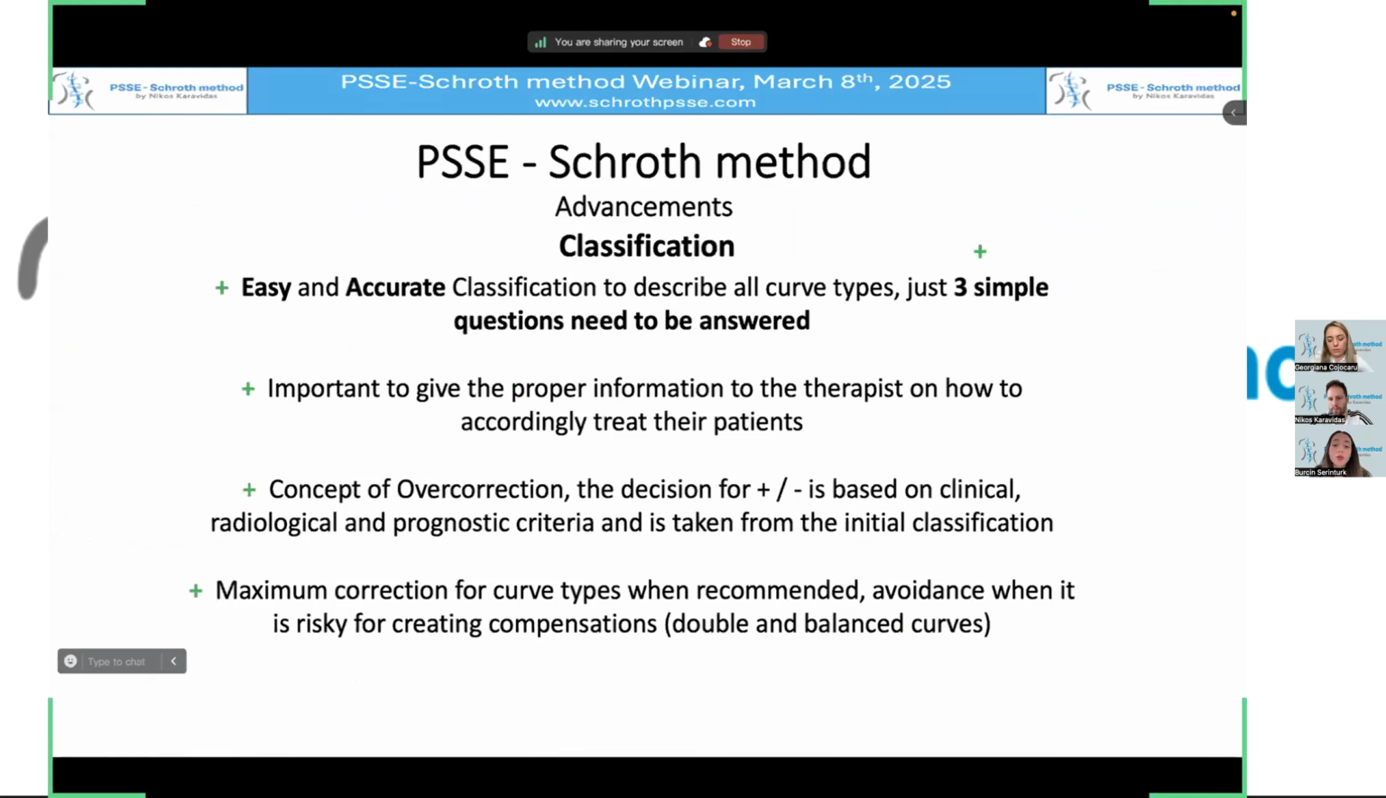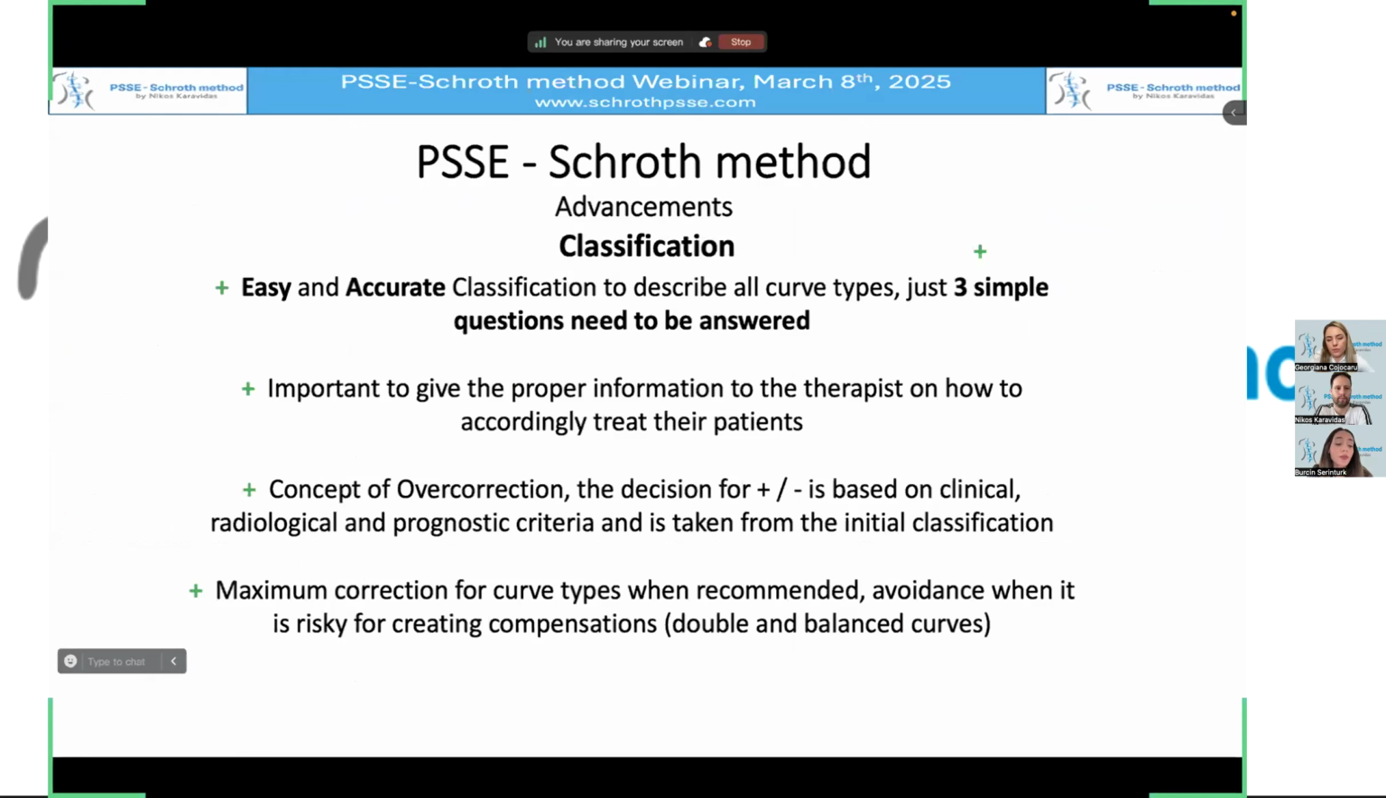Let's go to our school. What is the advancement in classification of the PSSE-Schroth method? I want to start with classification because we have a newly developed classification, and it is an easy and accurate classification, and you can describe all the curve types by just answering 3 simple questions.